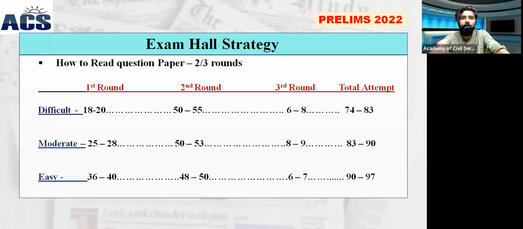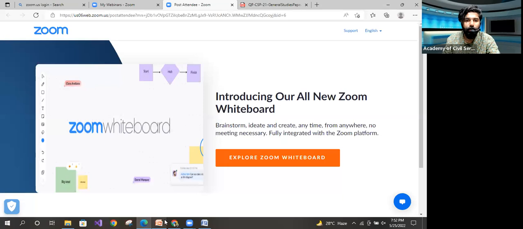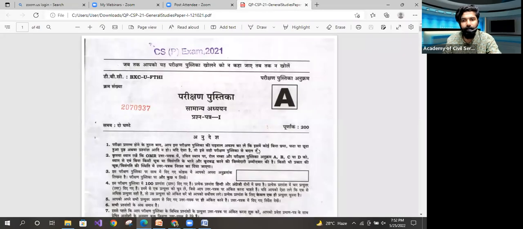Now, another area I'm going to discuss is how to read the question paper in one, two, three rounds. Normally, achievers or toppers of the exam say that we have to read the question paper in a maximum of 3 rounds. That means first round, second round, third round. So before discussing the rounds of reading the question paper, I would like to take the UPSC previous year questions here. Now I will discuss how to read the question paper, how to start, how to go through the question paper using the red pen.